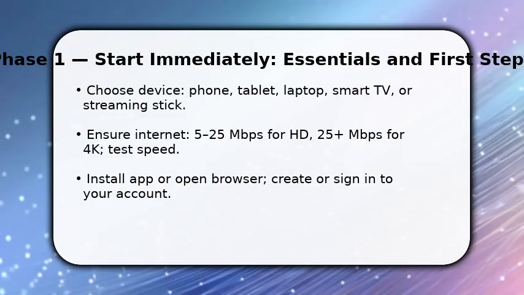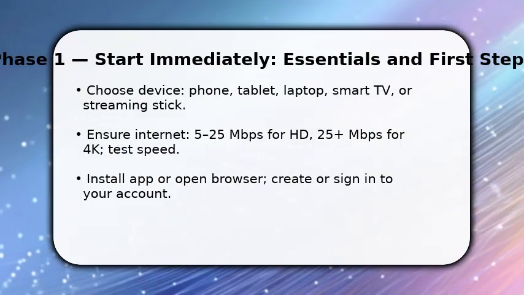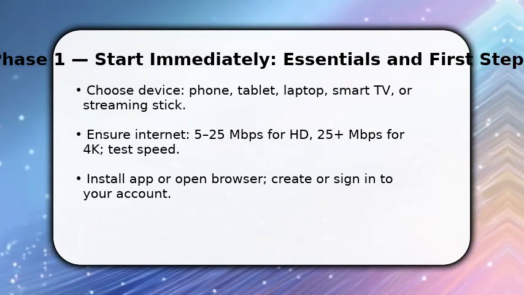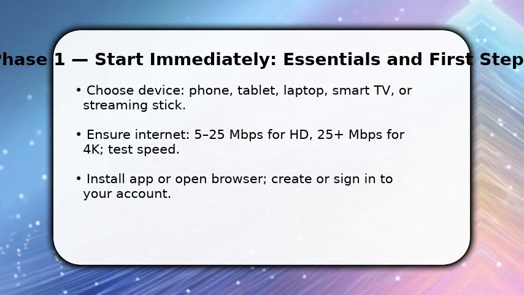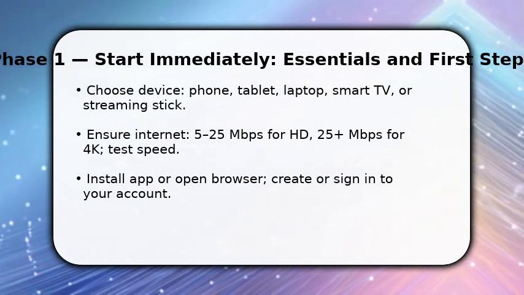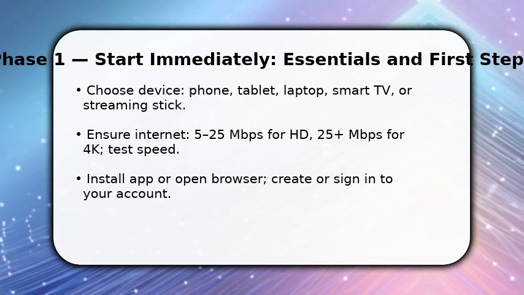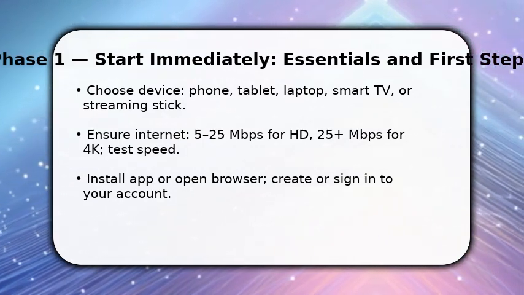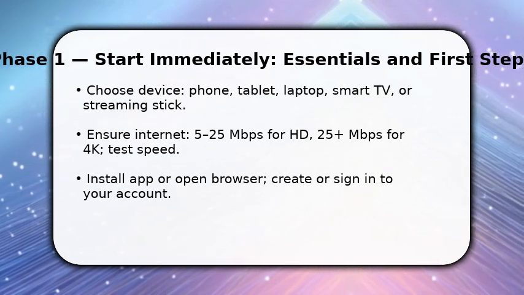You start by picking the device you'll use and confirming your connection. Once done, test your speed so you know if you need a better plan. Make sure the streaming app is installed or that your browser is updated, then sign in or create an account. You do this now because a working account and adequate bandwidth are required before browsing titles.